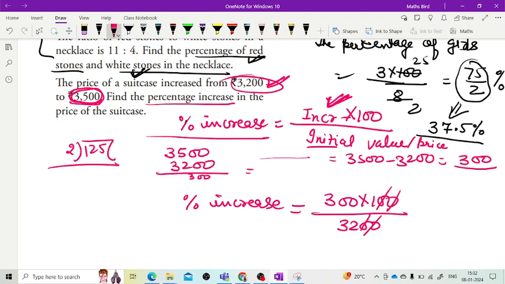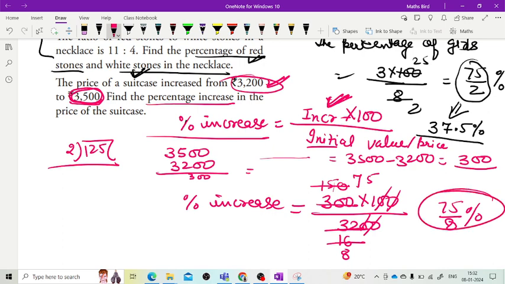0 0 will be cancelled out, 3 1s are 3, 2 1s are 2, 2 6s are 12, 2 5s are 10, again 2, 75 there, 75 by 8%, or you can solve it.